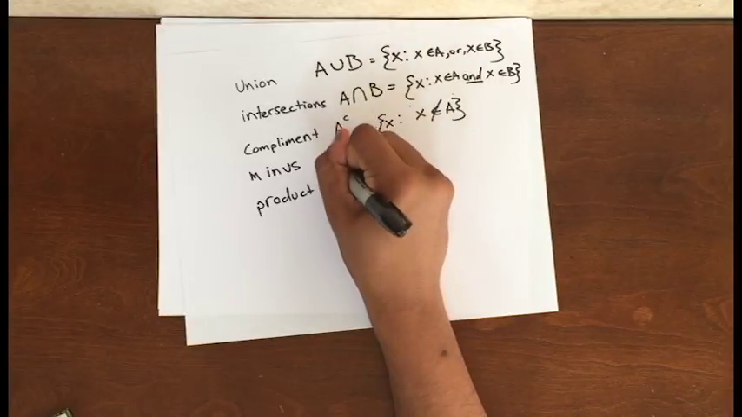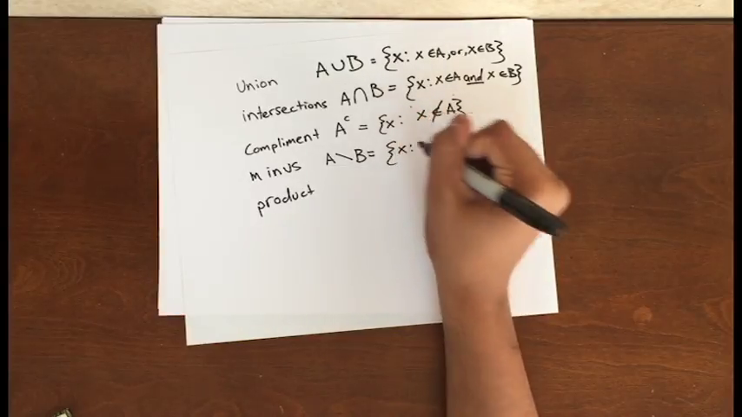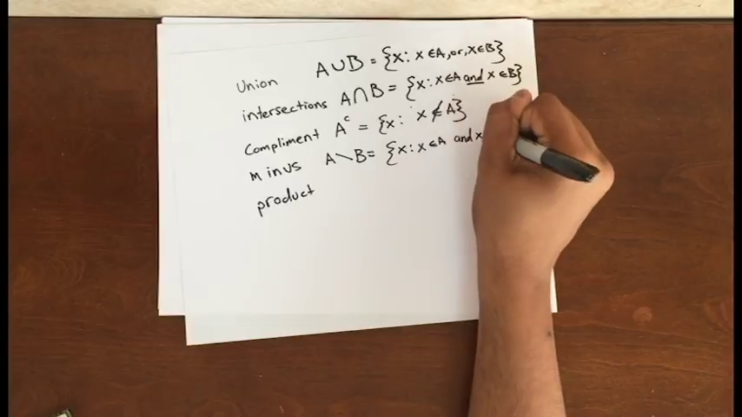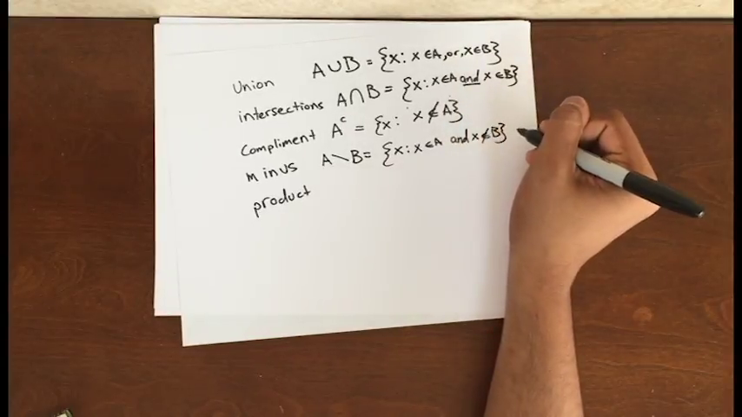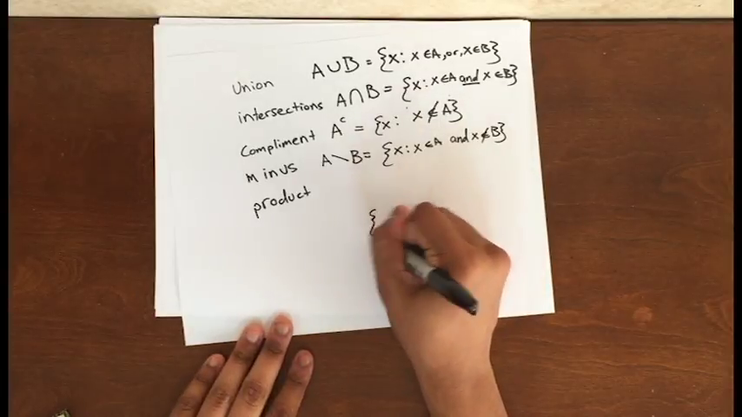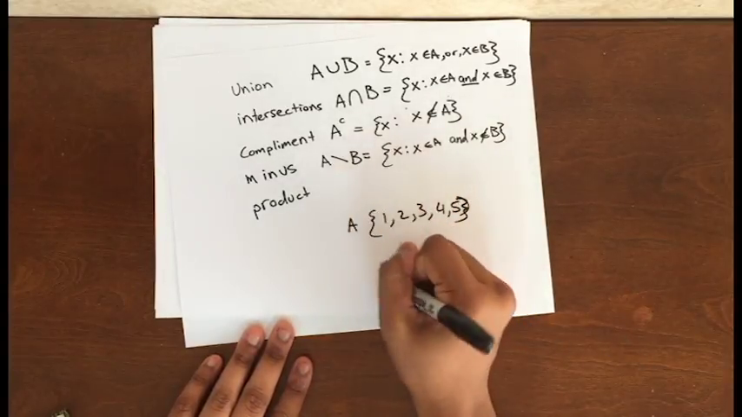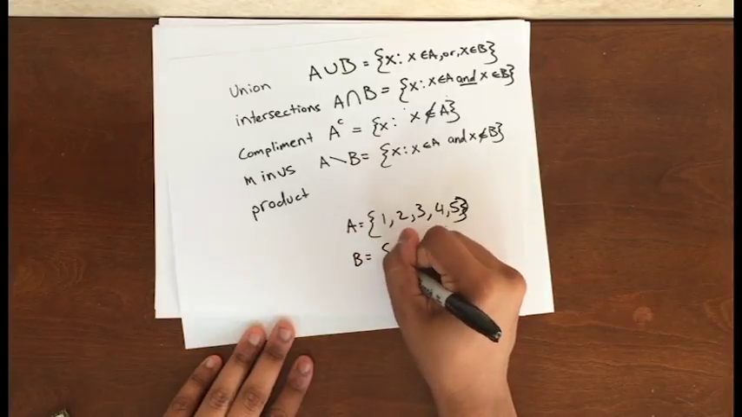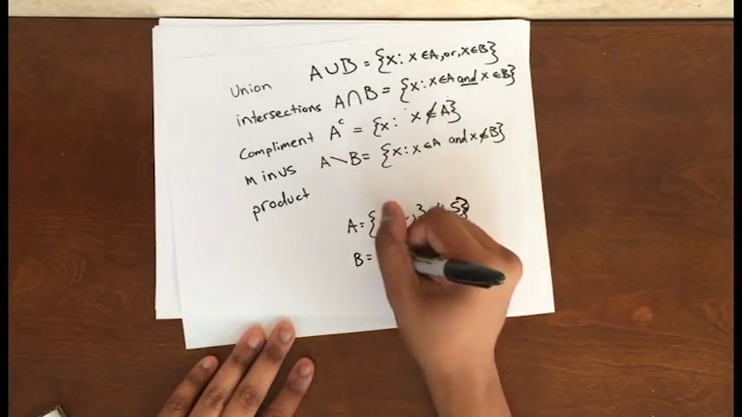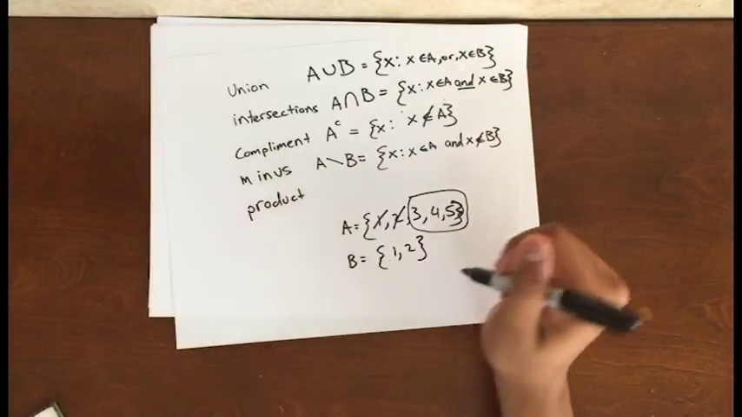Then minus would be A take away B, and you're essentially subtracting the two sets. So it'd be the set of x such that x exists in A and x does not exist in B. If I had the set 1, 2, 3, 4, 5 as my set A, and B equal 1, 2, if I did A minus B, then I would be essentially subtracting the 1 and 2, and I'd be left with this as my subtracted set.